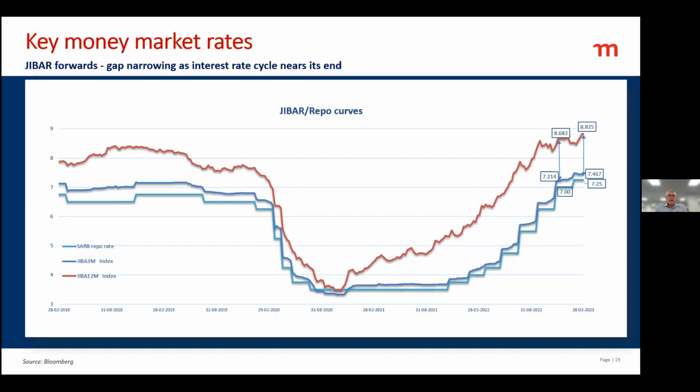So in my view, it's not to say they can't hike again. But at 7.75 on the repo, they've probably done enough. But let's see when we get to the May SARB meeting. But what it means is that cash rates have gone up quite dramatically in South Africa. So we think cash is one of the more interesting fixed income asset classes at the moment.